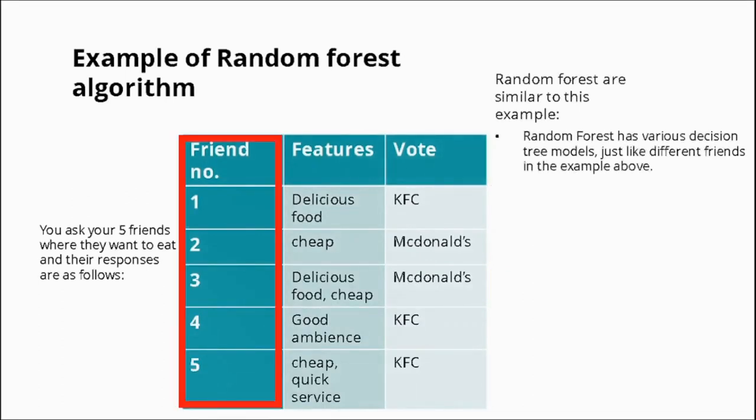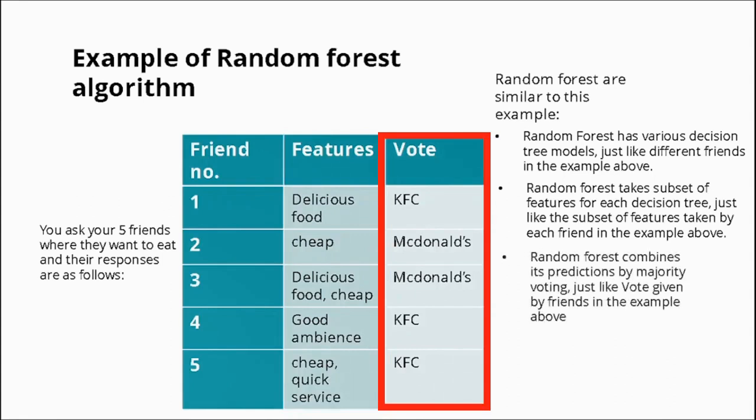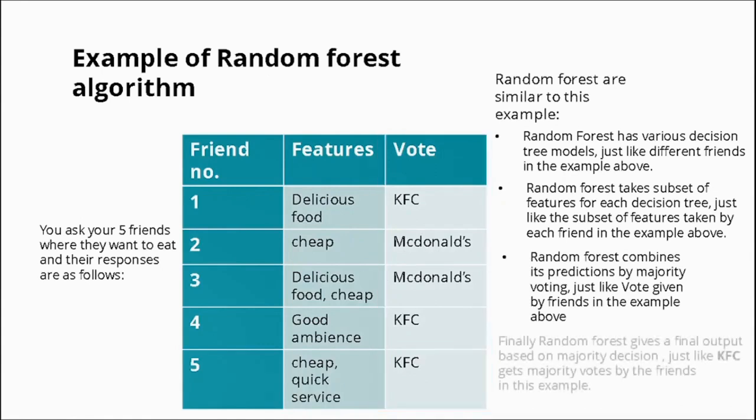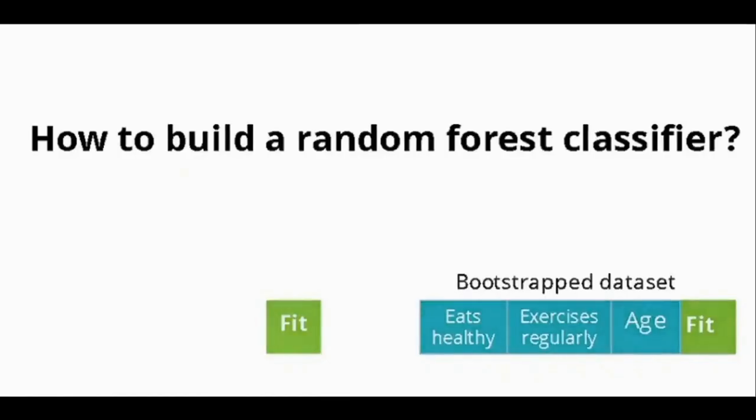Random forest has various decision tree models, just like the different friends in the example above. Next, random forest takes a subset of features for each decision tree, just like the subset of features taken by each friend in this example. Random forest combines its predictions by majority voting, just like the votes given by friends in the example above. Finally, random forest gives a final output based on majority decision, just like KFC gets the majority of votes from friends in the example. Let's dive straight in and learn how to build a random forest classifier.